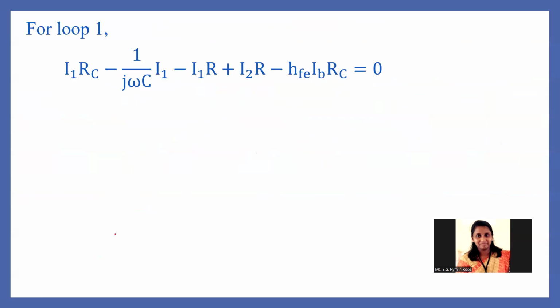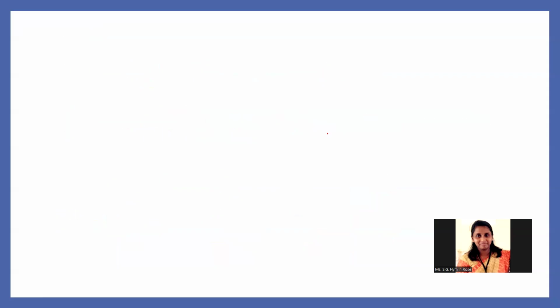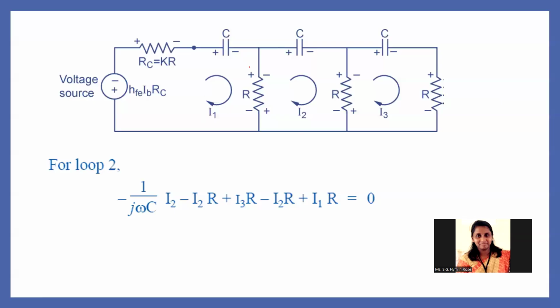In each loop apply KVL. For loop 1, we have I1 into R, I1 into RC, then minus 1 by j omega C into I1, then minus I1 into R, and then minus HFE IB RC. Combine the like I1, I2, and I3 parameters. In the first loop equation we don't have the I3 term; the voltage term is treated as a constant.